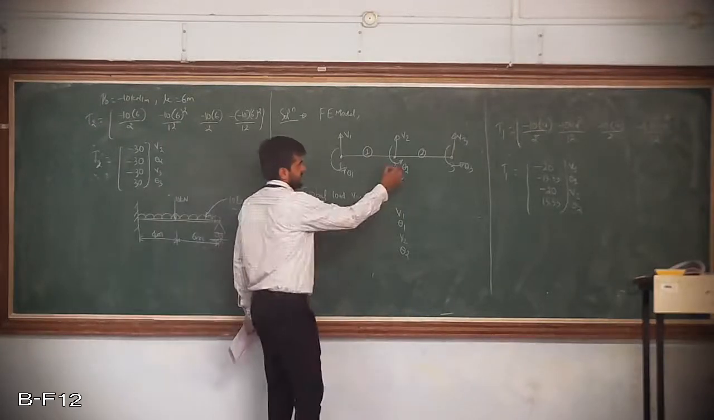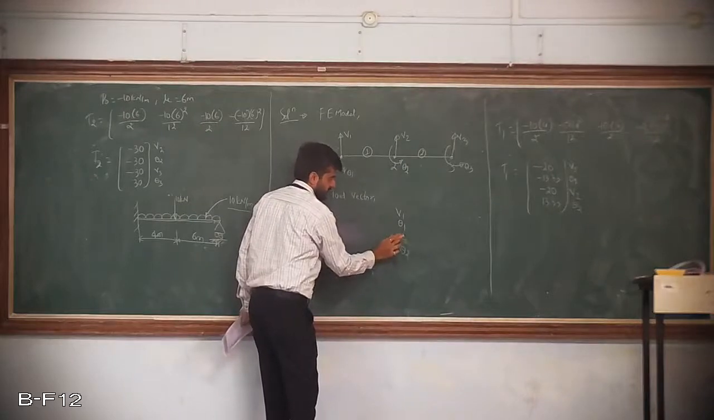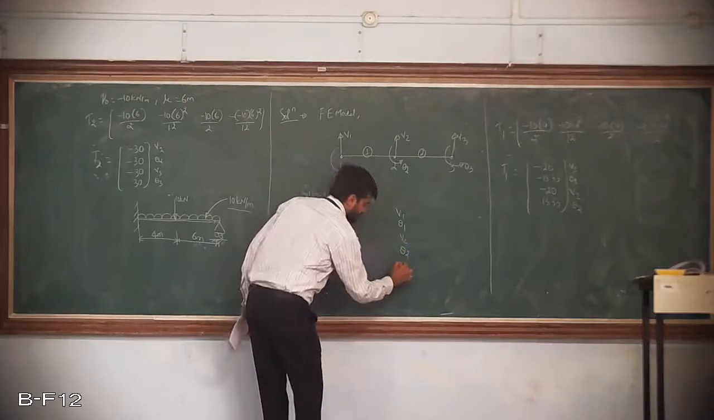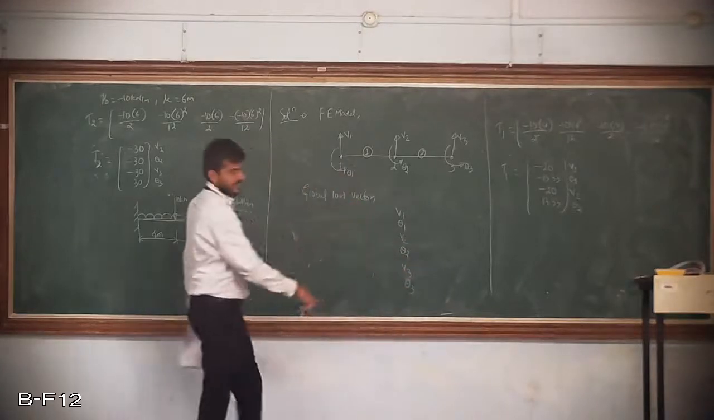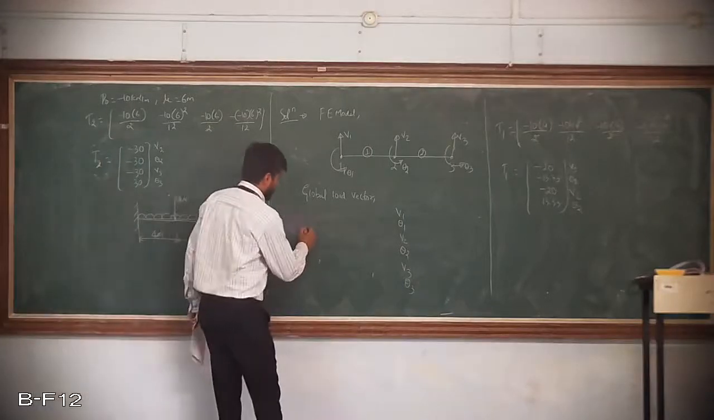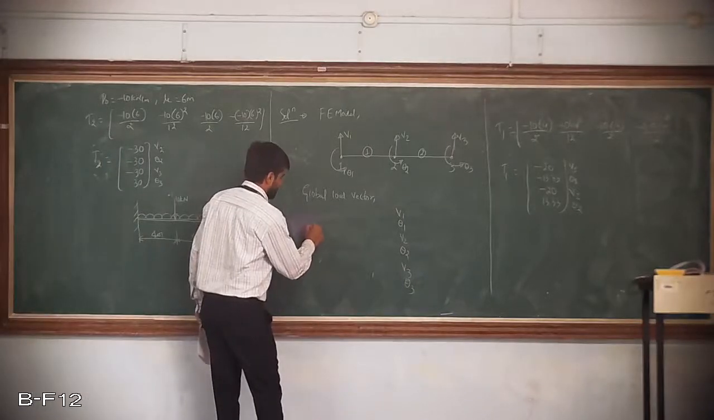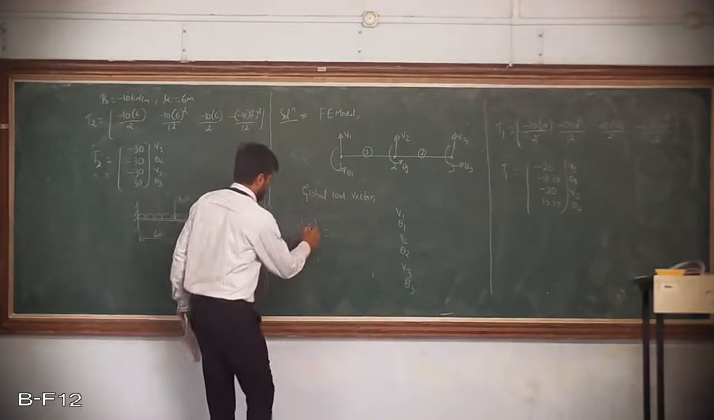Next, the same node V2 and theta 2 are repeating here also, so I will just leave this. Next I will go for V3 theta 3. So this is what you will be getting in this complete column. So the global load vector, I will call it as T, or else I will call it as F, that will be easy.